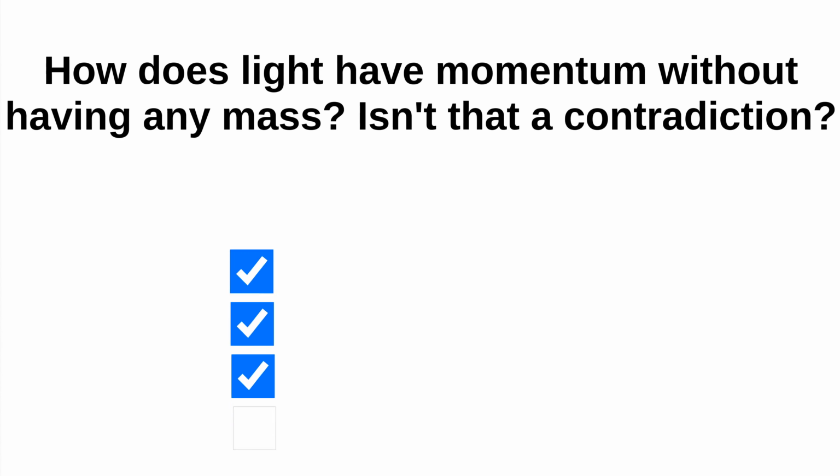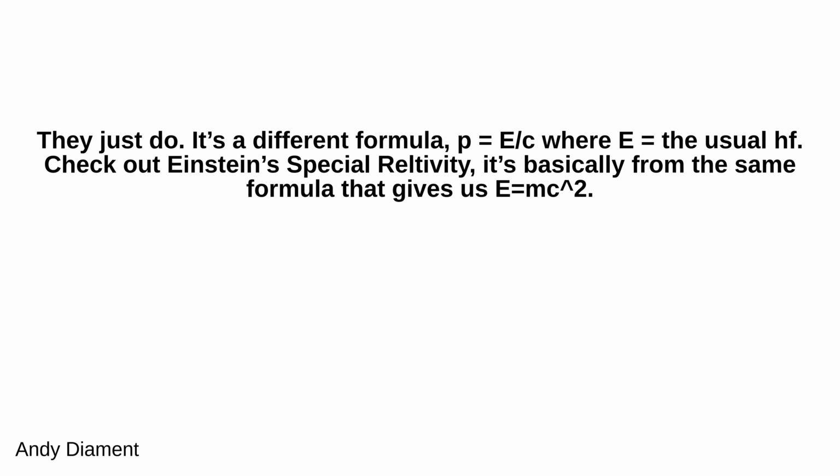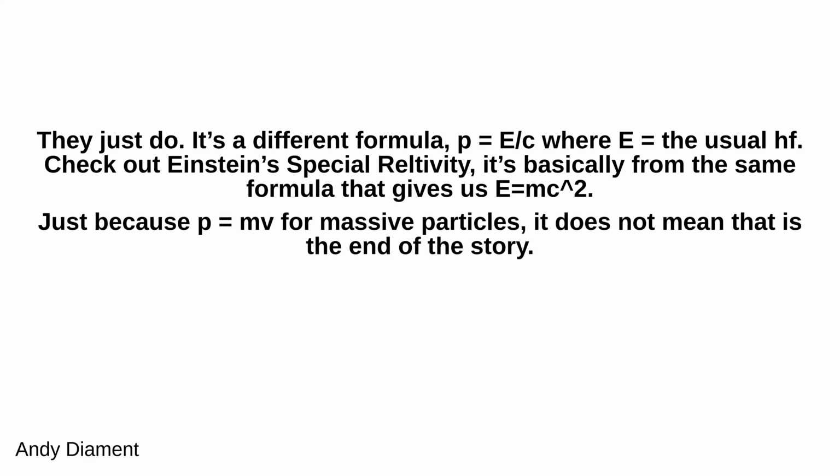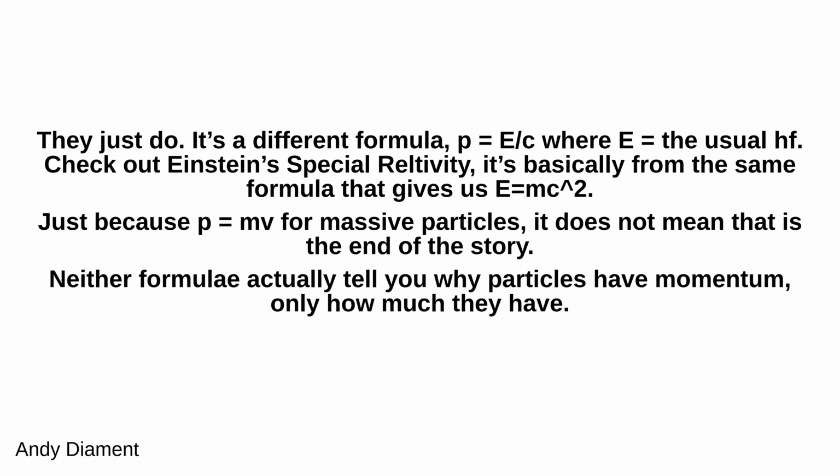The following answer is from Andy Diamond. They just do. It's a different formula, p equals E/c, where E equals the usual hf. Check out Einstein's special relativity, it's basically from the same formula that gives us E equals mc squared. Just because p equals mv for massive particles, it does not mean that is the end of the story. Neither formula actually tells you why particles have momentum, only how much they have. It tells you that momentum in itself is not a property of mass alone.